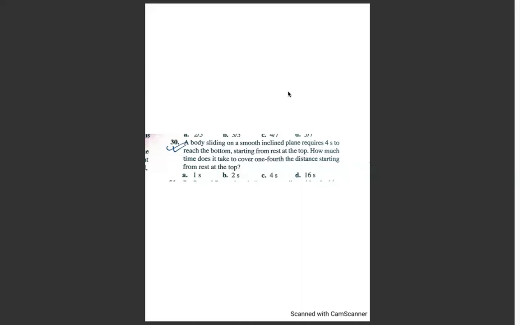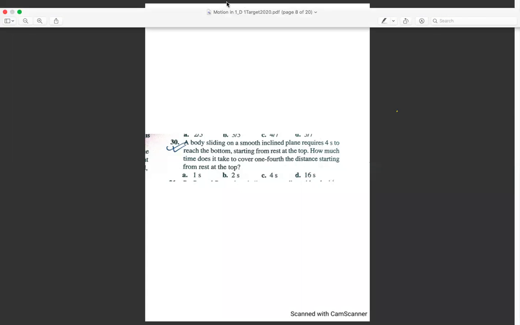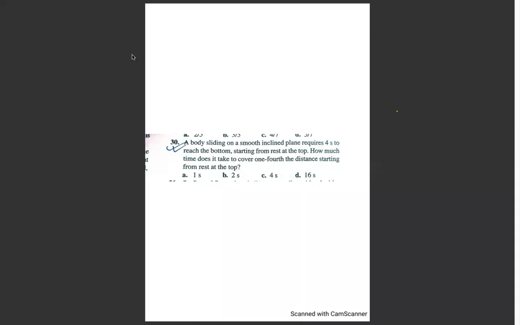A body is sliding down on a smooth inclined plane and requires 4 seconds to reach the bottom. You know that on an inclined plane, the acceleration can directly be calculated as g sine theta, right? So I'm just writing down, in case 1, acceleration is equal to g sine theta. How did we get this?